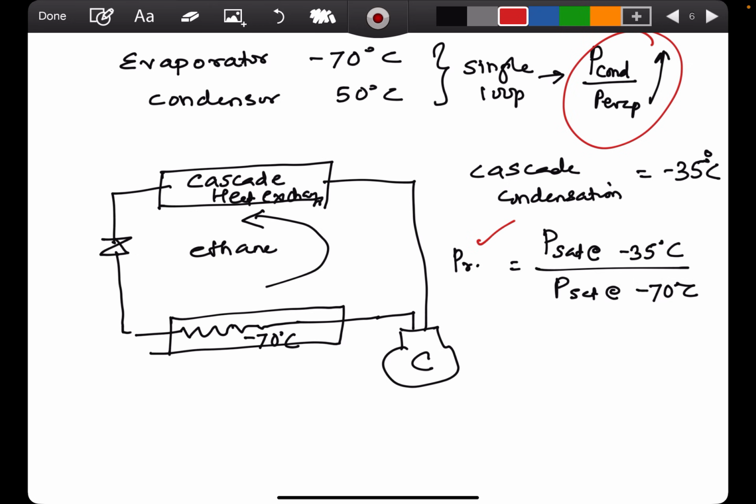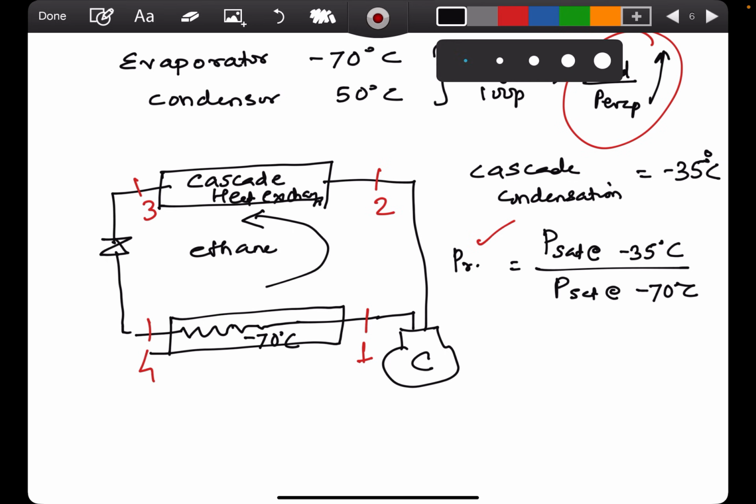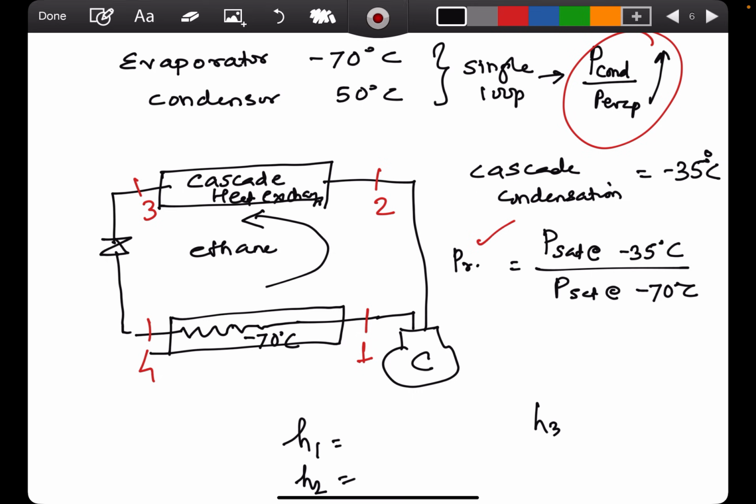Now if you want to solve this numerical, what I need to do is get this enthalpy. So this is 1, this is 2, this is 3, this is 4. So the enthalpy at 1, enthalpy at 2, enthalpy at 3 is equal to enthalpy at 4. This I'll have to find using the pressure enthalpy chart of ethane.